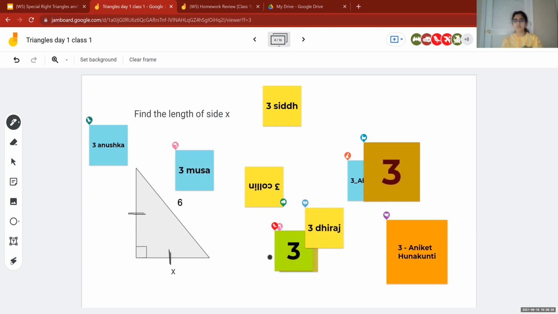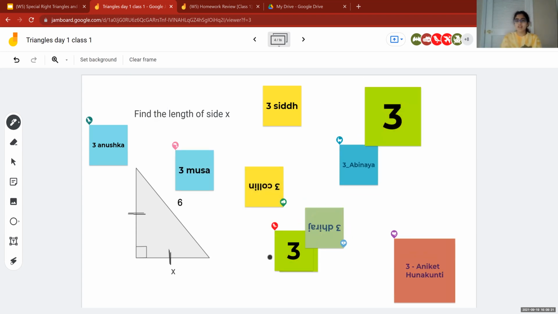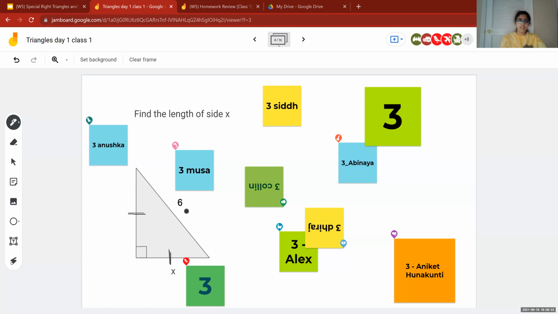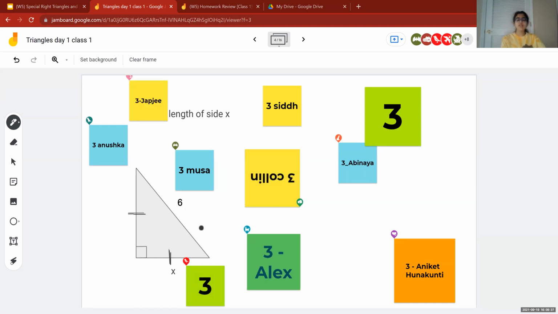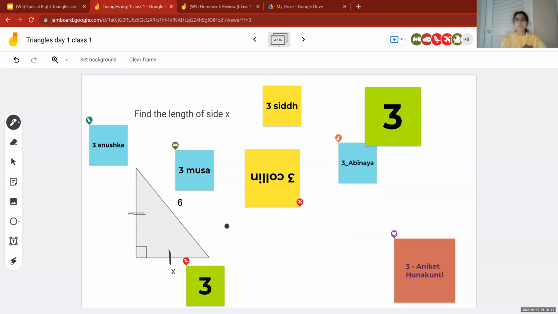Okay, so a lot of people are putting 3 for their answer. That is actually not correct. Remember, if we have two sides with length 3, because this is isosceles, then you will get 3, 3, and 6. Because 3 plus 3 is equal to 6, it couldn't even be a triangle.